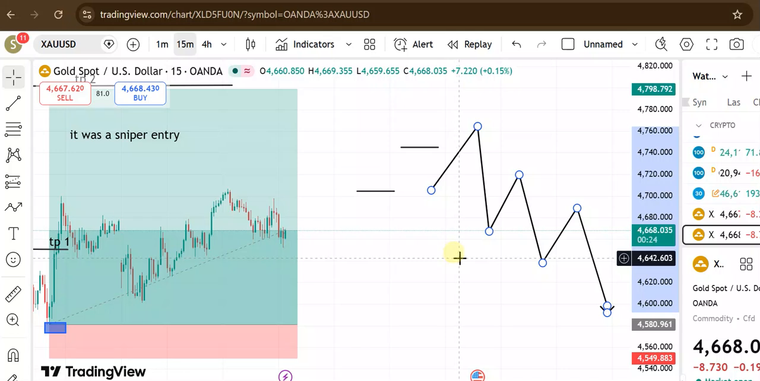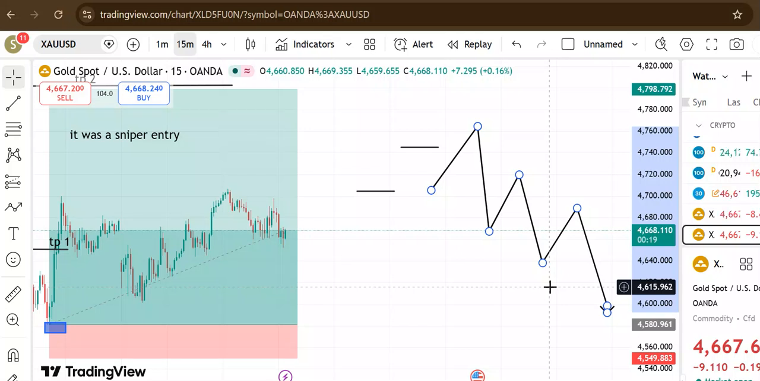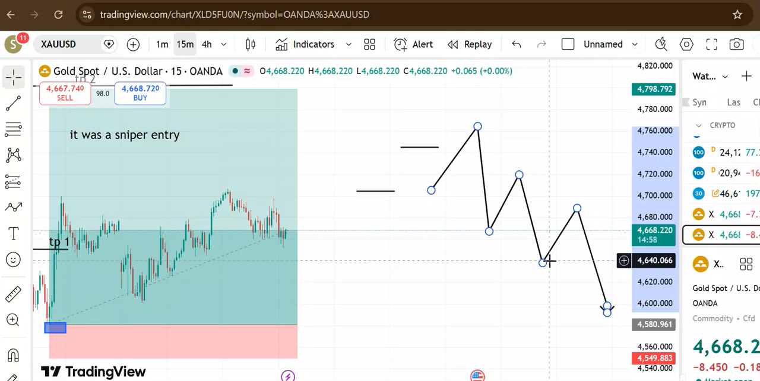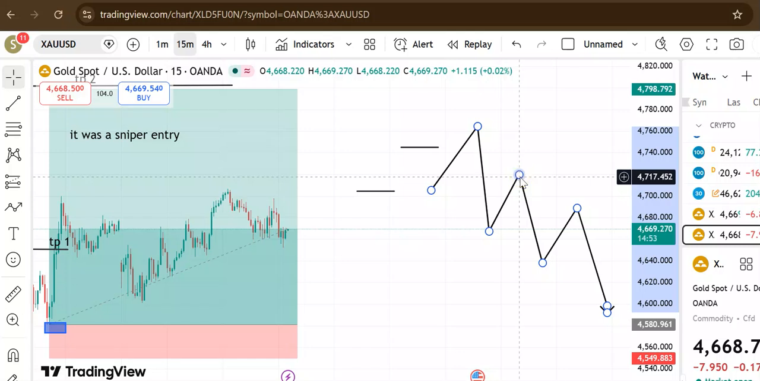Because the current low is lower than the previous low. This low is lower than this. This low is lower than this. And this low is lower than this. And what about the highs? The current high is lower than the previous high. This high is lower than this. And this high is lower than this. So this is the downtrend.